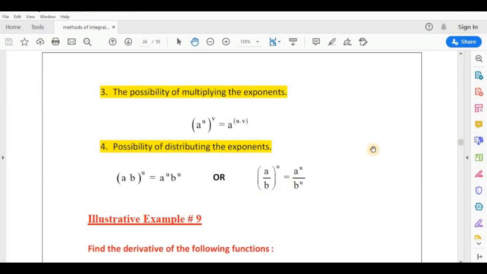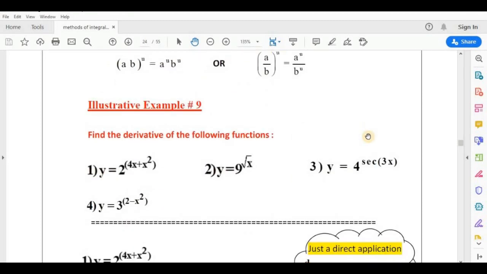The possibility of distributing the exponent. If we have it like this, we can distribute. It will be a to the power u multiply b to the power u. Or if we have it in the division form, we can distribute the exponent. It will be a to the power u over b to the power u. Let's go directly to the examples.